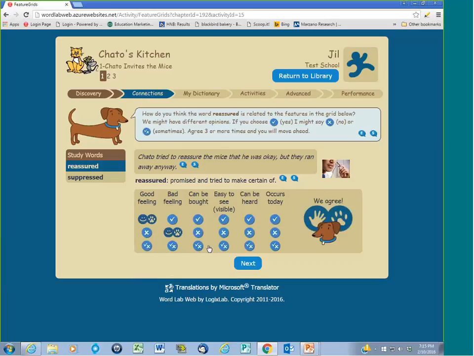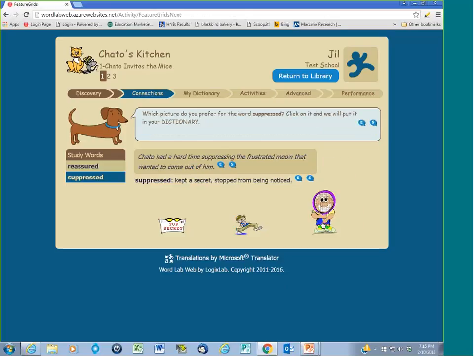No. Can you buy it? That doesn't make any sense. I'm going to say no. Is it easy to see? Yes. Oh, well, Merlin said sometimes. You know, I can see why Merlin might have said sometimes. Yeah, that makes sense. Can it be heard? I'm going to say sometimes. Merlin says yes. I think my answer was better than Merlin's in this case. You could reassure someone without actually saying anything out loud. All right, does it happen today in this world? Yes. So we agreed with Merlin some of the time.